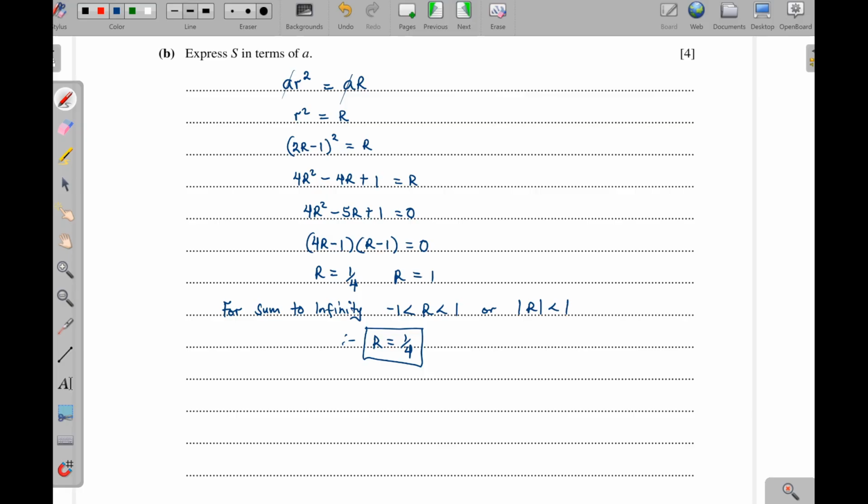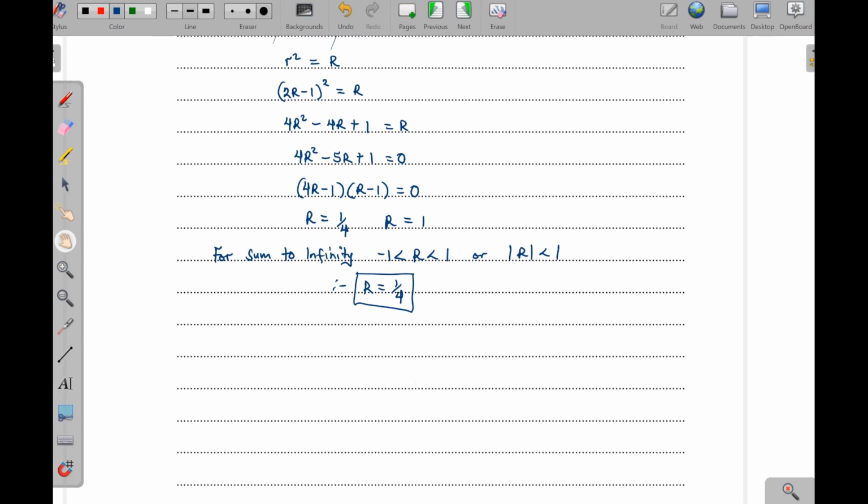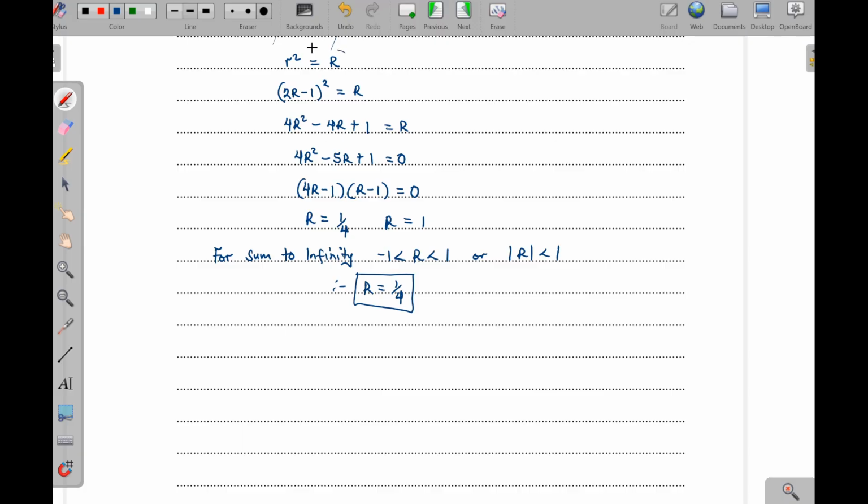Do you see that? But now after finding that a quarter, we have to find the value of small r, not so? So right from here, using this one here, r squared is equal to capital R. So I will have my r here equal to the square root of a quarter, which is going to be what? A half.